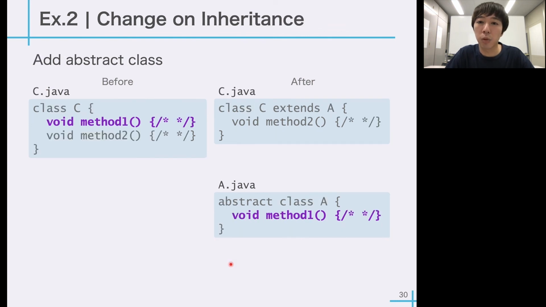The last example is where class inheritance was changed. After the change, an abstract class A was added, and class C was modified to extend class A. Method 1 implemented in class C before the change had been implemented in class A after the change. Therefore, method 1 was moved from class C to A. We found several features like those examples.